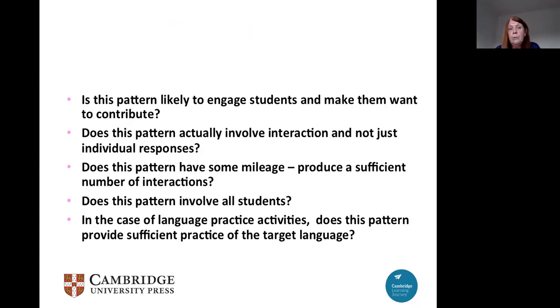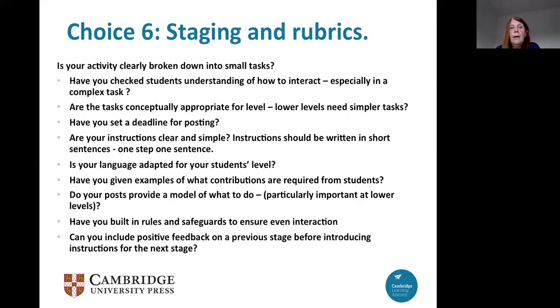The questions you need to ask about the interaction patterns: which ones will make them want to contribute? Does it involve interaction? Does it produce a significant number of interactions? And does it involve all students? And the final choice is staging and rubrics. Is your activity broken into small tasks? Have you checked students' understanding of how to interact? Are the tasks appropriate? Have you set a deadline for posting?